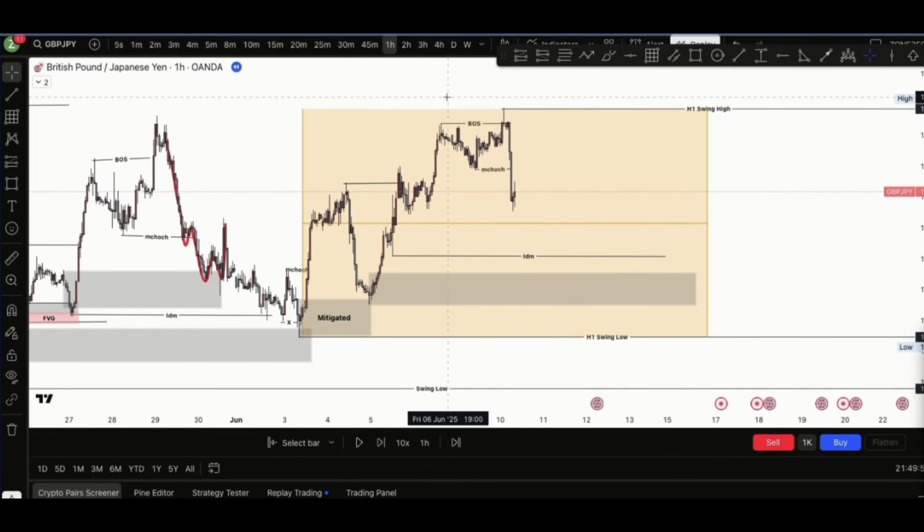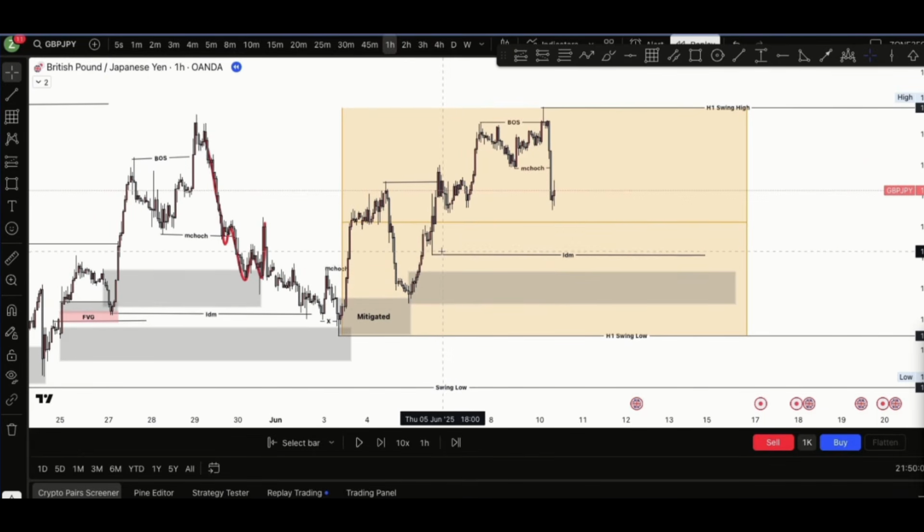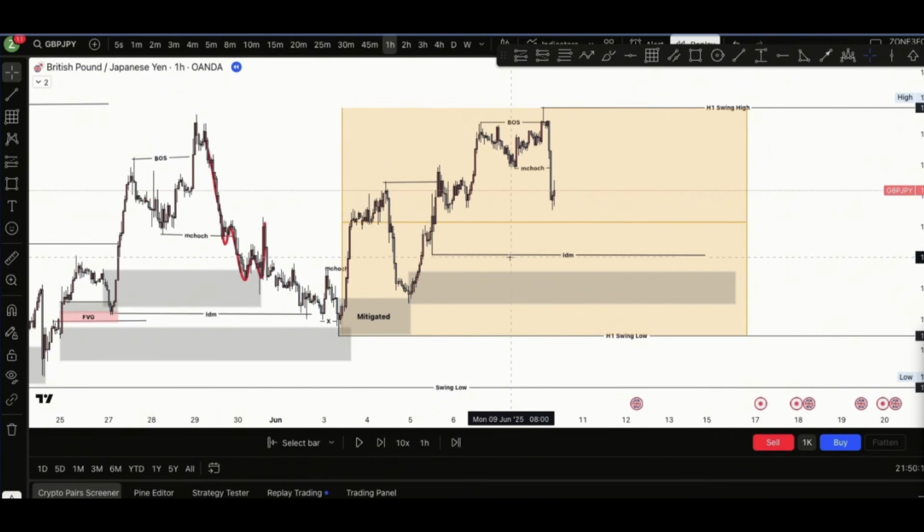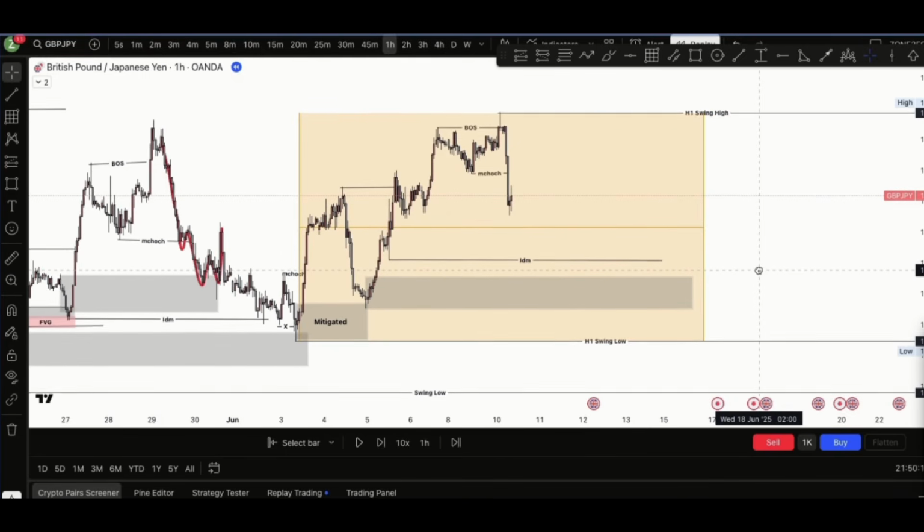Any pullback before it goes to the top is an inducement or a liquidity. So this is an inducement. It is closer. When it gets here, most people will likely want to buy. When you go to a lower time frame, here can be an order block. But because this is on the 1 hour time frame, look at it. Now this is an inducement on the 1 hour.